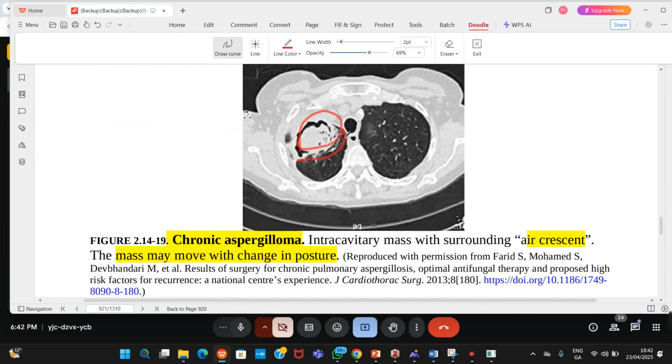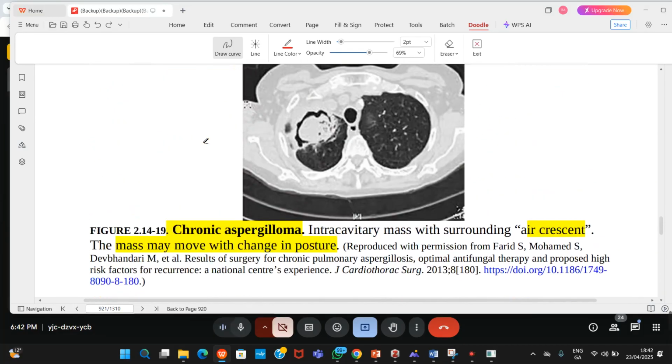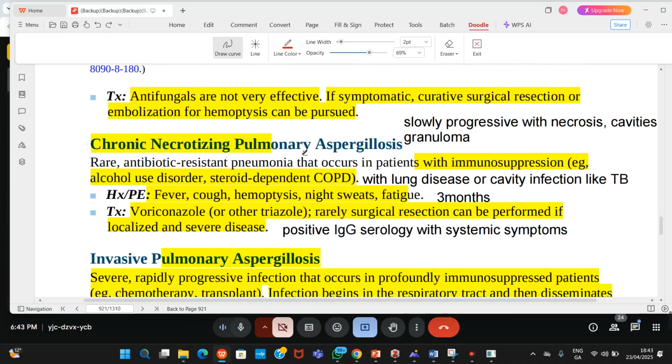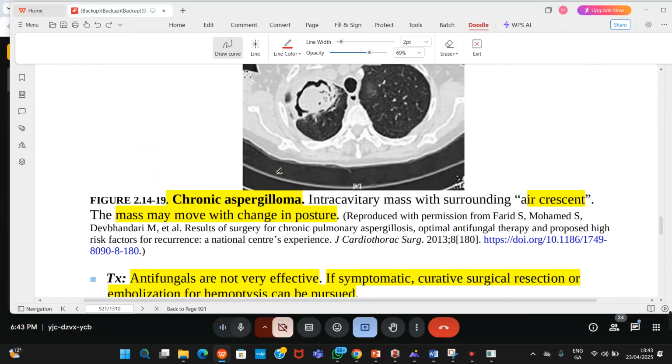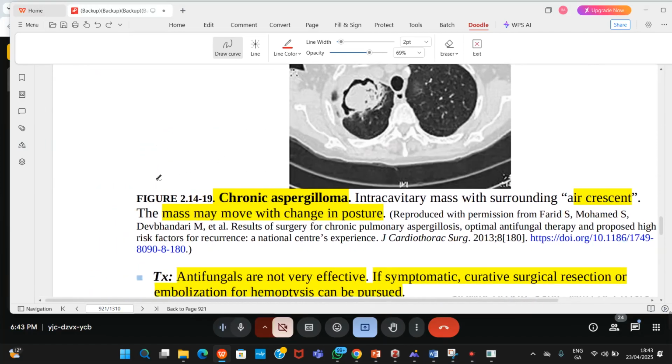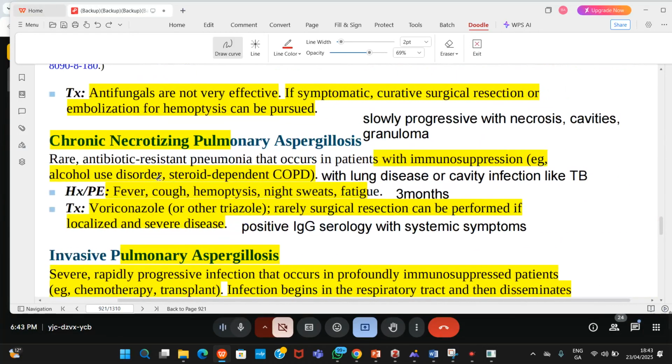So this is the presentation. You see the mass within the cavity. A ball of fungus within the cavity, that is aspergilloma. Antifungal might not work. You might find it very difficult to penetrate into the cavity. So what you do most of the time, if it's symptomatic, is a surgical resection of the lesion. And if the person is having massive hemoptysis, you might try to embolize.